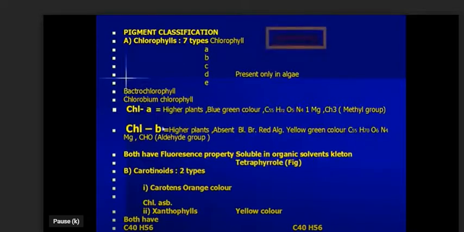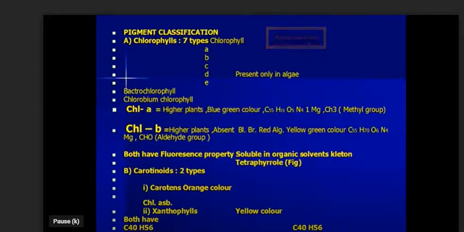And then the second type, this is overall about the chlorophyll. The second type of pigment present inside the plant is called carotenoids. There are 2 types of carotenoids: carotenes, which are orange in color, and the second one, the xanthophylls, which are yellow in color.